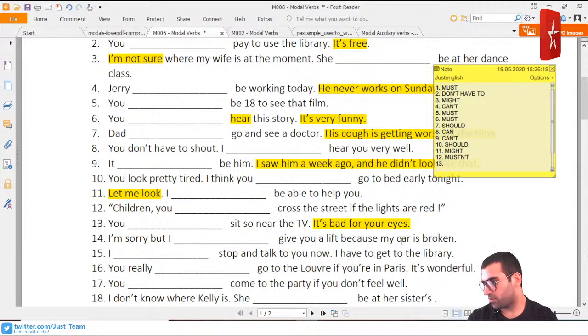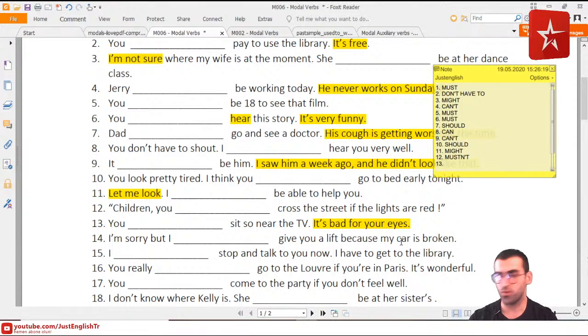Zayda says, I understand permission. Yeah, that's why you made a mistake there. Okay, it's okay, no problem. And number 13.